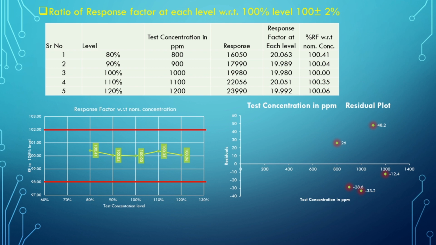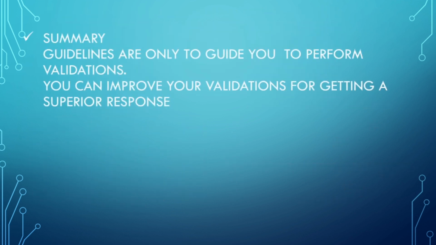So for the sake of the ICH guideline requirement, I can submit this, but for proving the actual ability of my analytical test method, I need to show the linearity plot which shows the relative response factor with respect to 100% concentration. So in summary, guidelines are only to guide you to perform validations. You can improve your validation to get a superior response for your method, which will increase your confidence level.